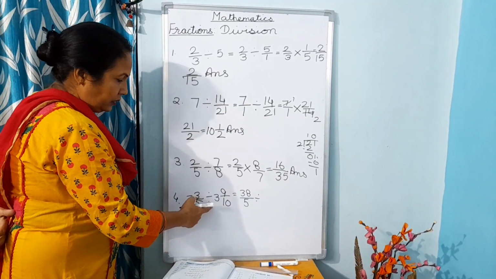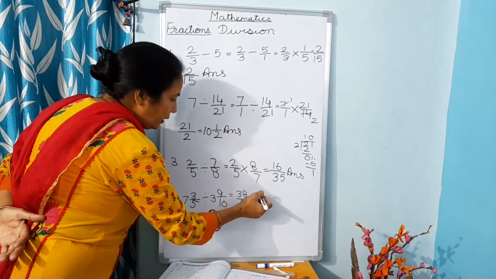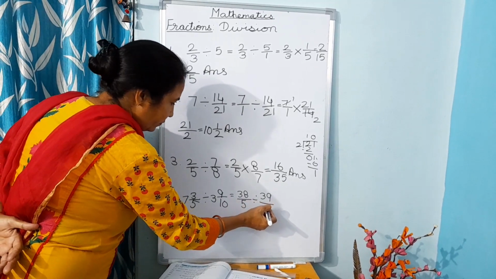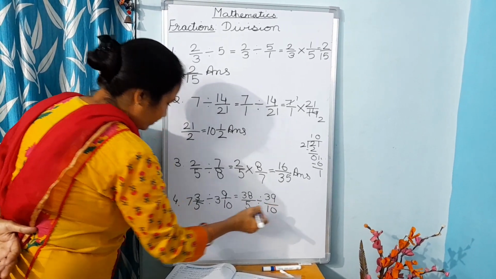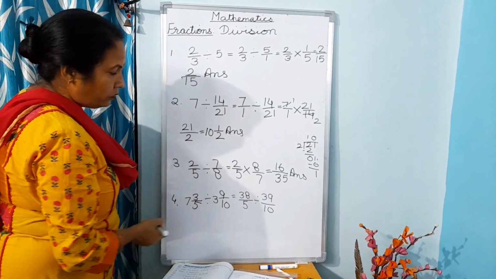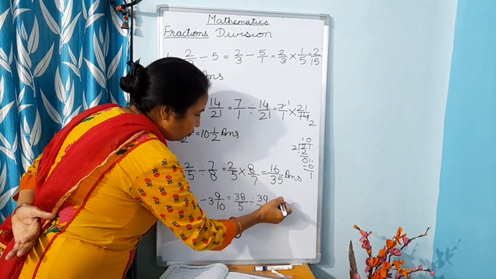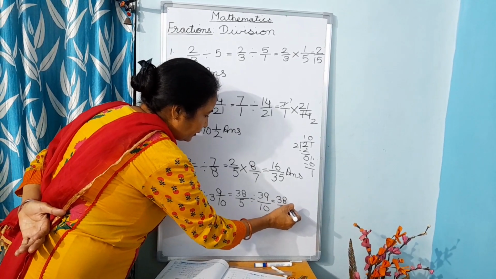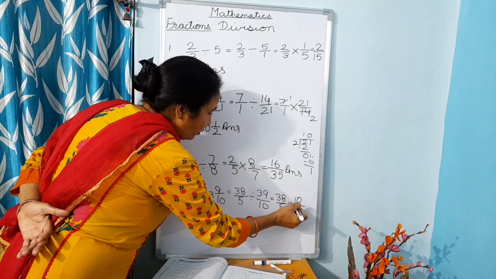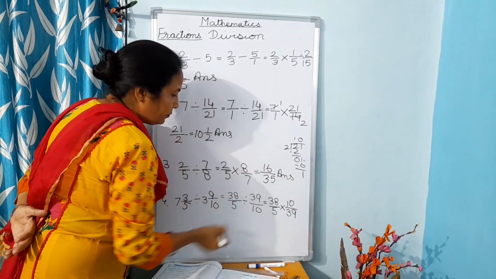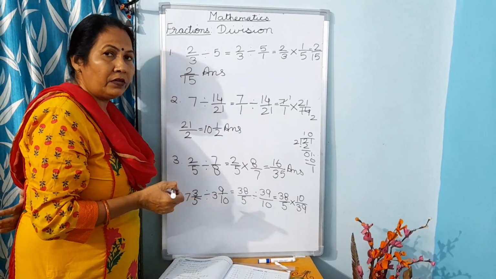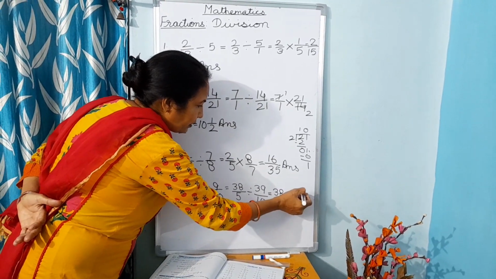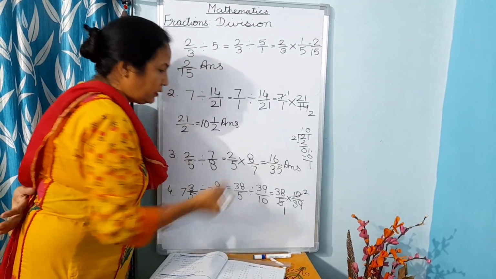10 threes are 30 plus 9, 39 upon 10. Now you will see that you are going to change the sign here and write 10 upon 39. Now 38 and 39 will not cancel. So you are going to cancel 5 and 10. 5 twos are 10, 5 ones are 5.